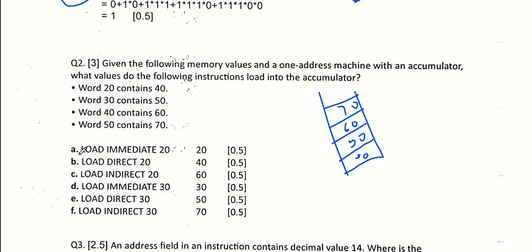Now, the instruction is load immediate 20. Anytime you hear immediate, don't go and look at memory. The value provided is the answer. So the answer will be 20. So A is 20. Do you understand? Load immediate 20 is an immediate loading, so the data will be specified in the instruction. Since it says 20, I should just use 20. So 20 will be in the accumulator. That's all.